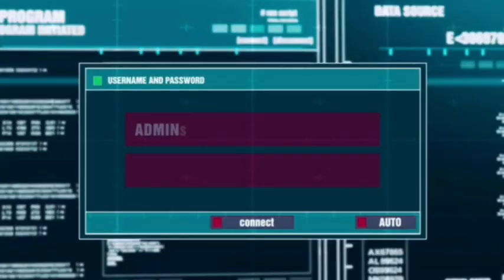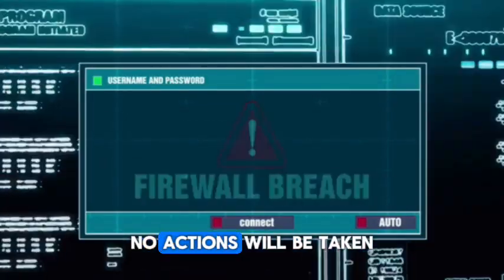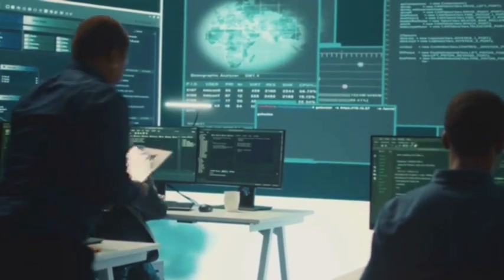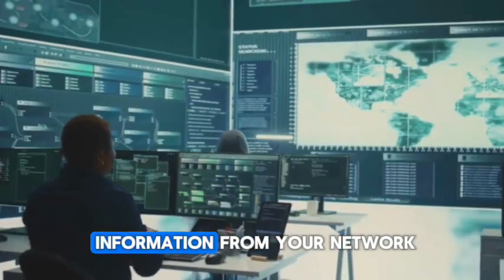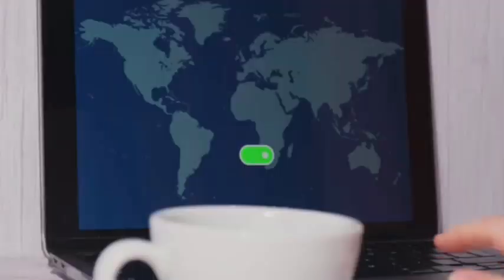Monitoring mode. Initially, NAC will operate in monitoring mode. No actions will be taken and no policies or restrictions will be applied. NAC will simply gather information from your network, learning about all connected devices.